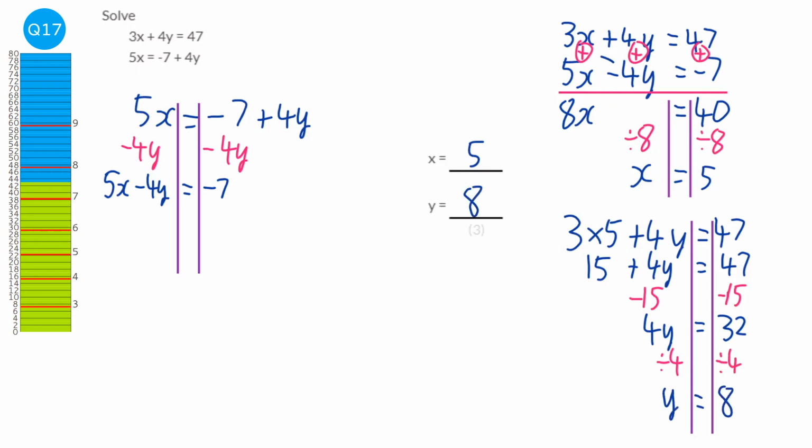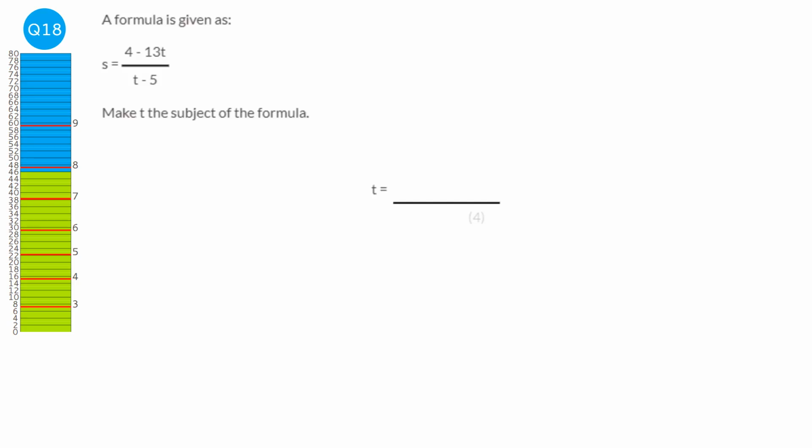Now we can check that using this equation here. So 5 times 5 is 25. Take away 4 times 8, which is 32, is minus 7. So we know we've got it right. We're going to write this out again just to give us a bit more space. So we've got s equals 4 minus 13t over t minus 5. We're going to get our lines in.